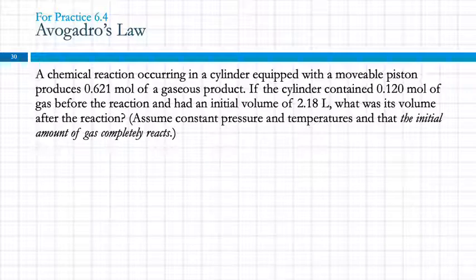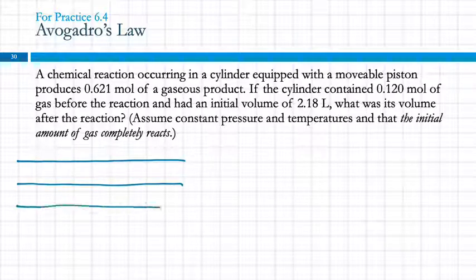Okay, I read the problem. It's like, numbers. Let's pull numbers out and organize them in a table. So, the first number I come to is 0.621 moles. And so I need to label this column. What letter represents moles of gas? N. So this is lowercase n. There we go, n.